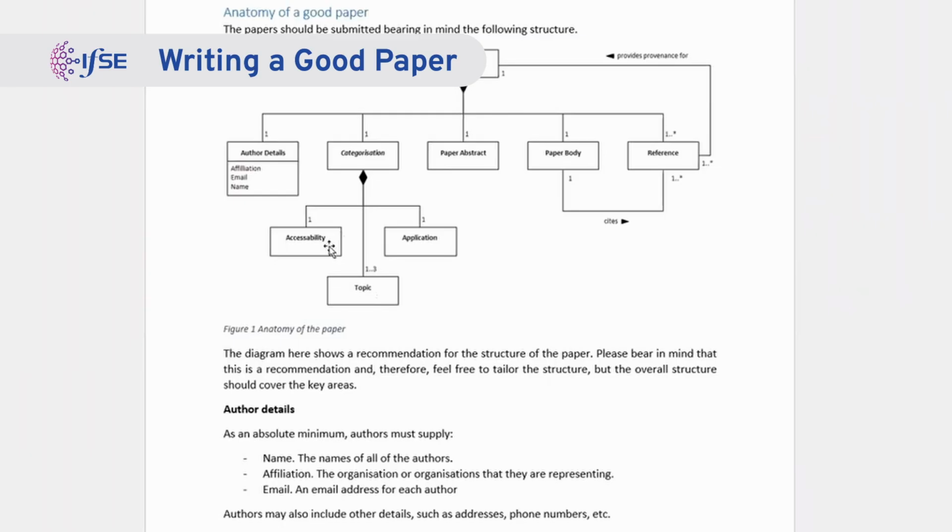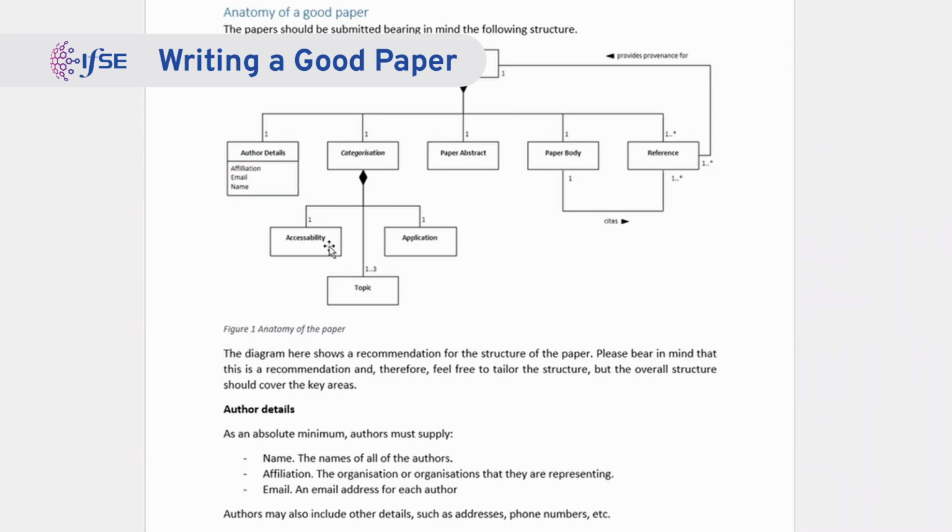We also ask you to score in terms of accessibility. So is it aimed at beginners? Is it best practice? Or is it cutting edge research? Again, that's important because it can make a difference to the reviewer, but also, if your paper is accepted, this is how we're going to road sign it in terms of the conference. And also the application itself. So what is it actually being applied to?